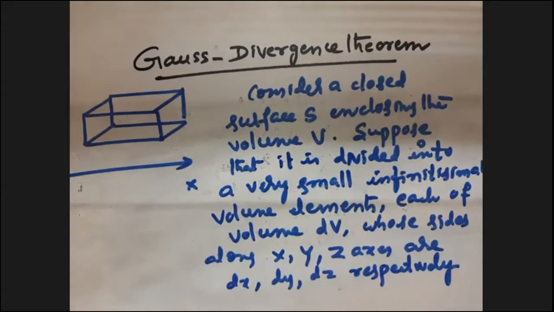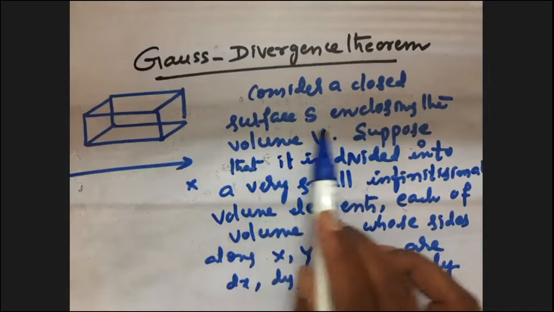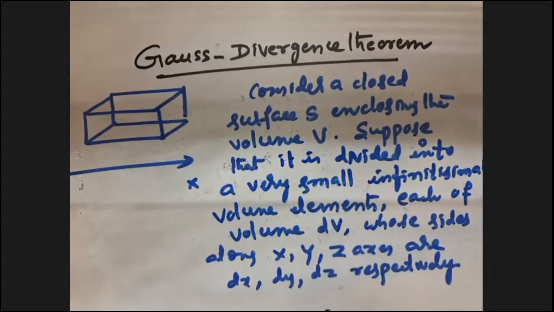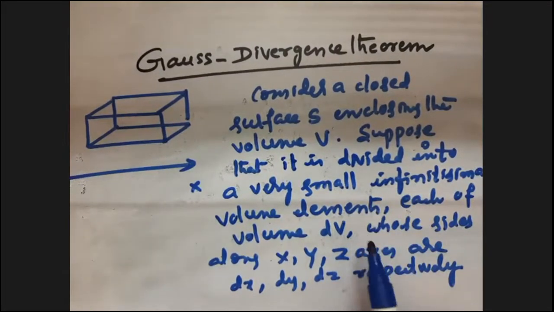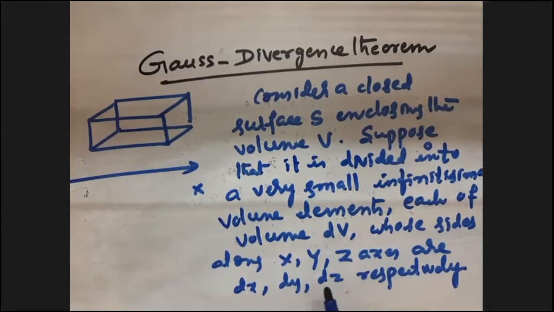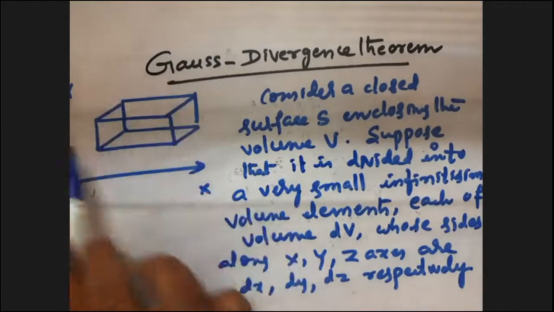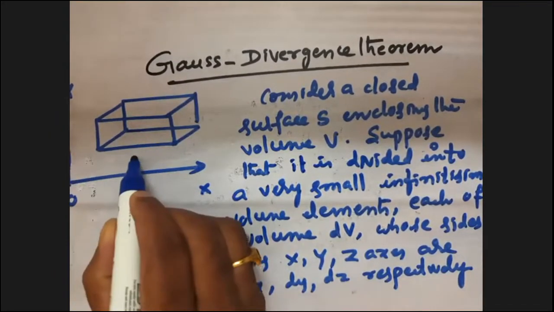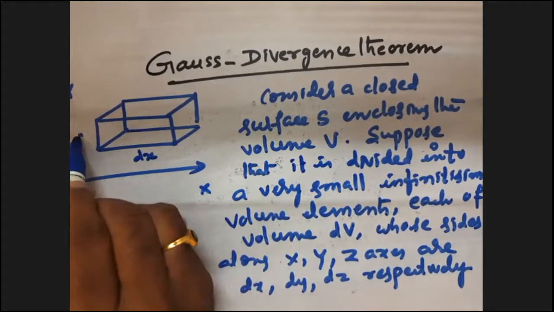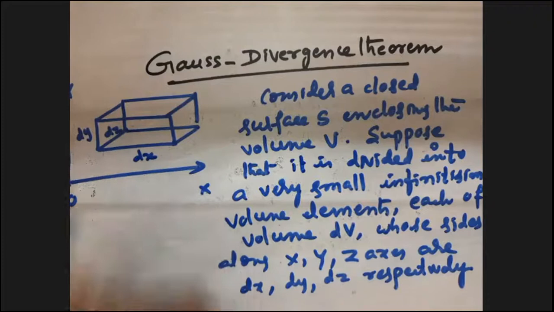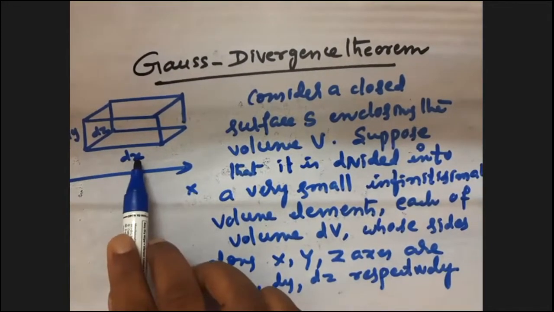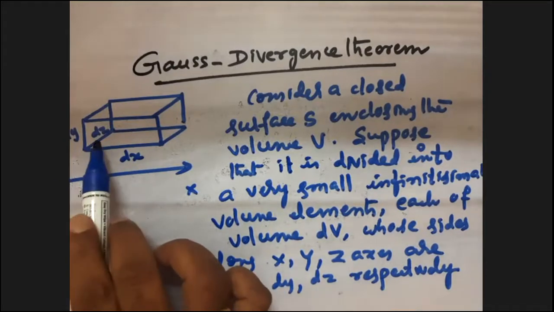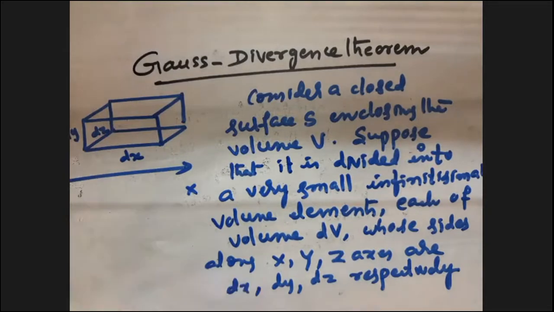So what I'm saying is, we are considering the closed surface capital S that is occupying the volume V. The total volume is divided into a very large number of small infinitesimal elements, each having the volume dV. In that, I consider a small volume element dV, with sides dx along the x-axis, dy along the y-axis, dz along the z-axis, so dV equals dx dy dz. That is shown in the figure.